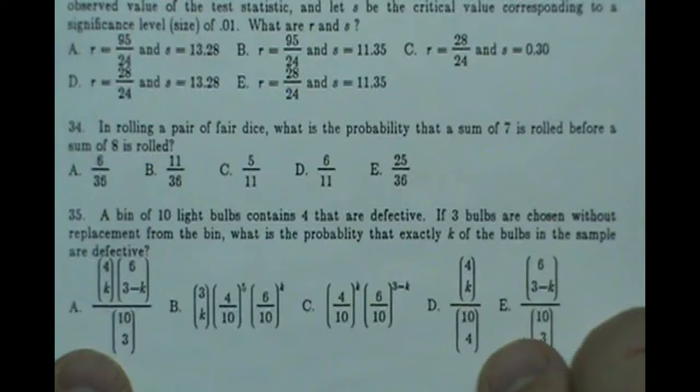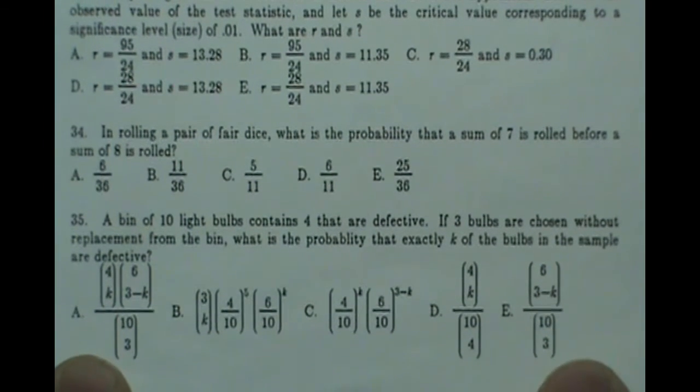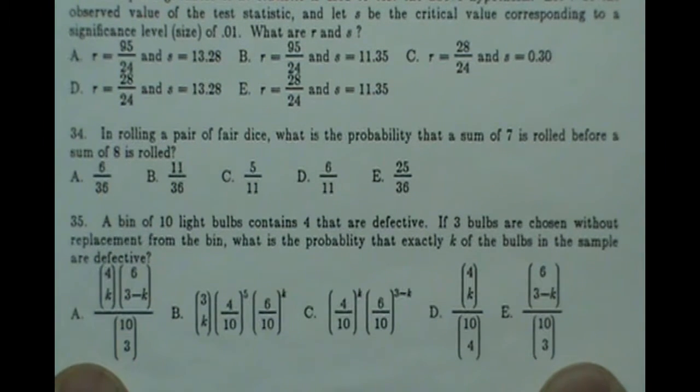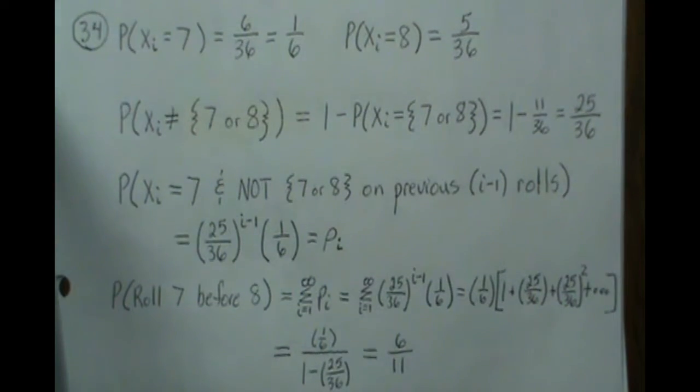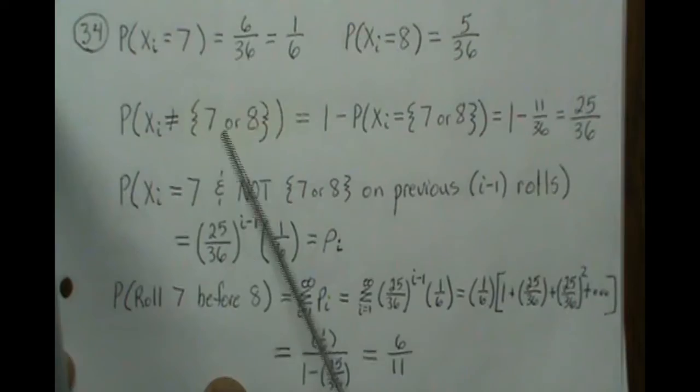Number 34. In rolling a pair of fair dice, what is the probability that a sum of 7 is rolled before a sum of 8 is rolled? In problem 34, we want to find the probability that we roll a 7 before we roll an 8. So we'll do this in stages.